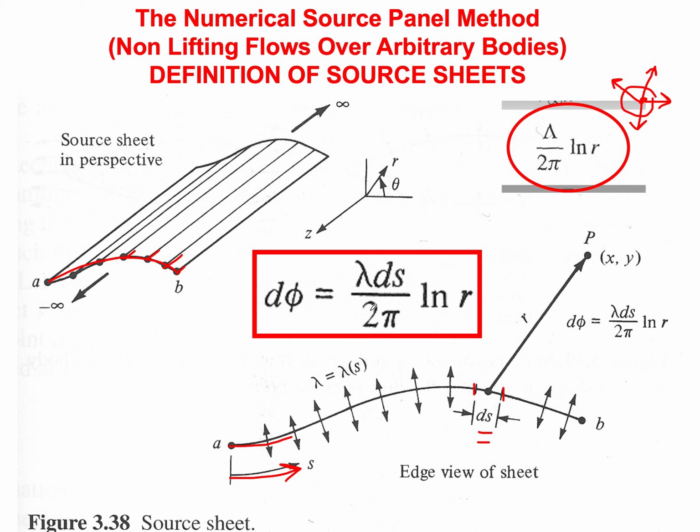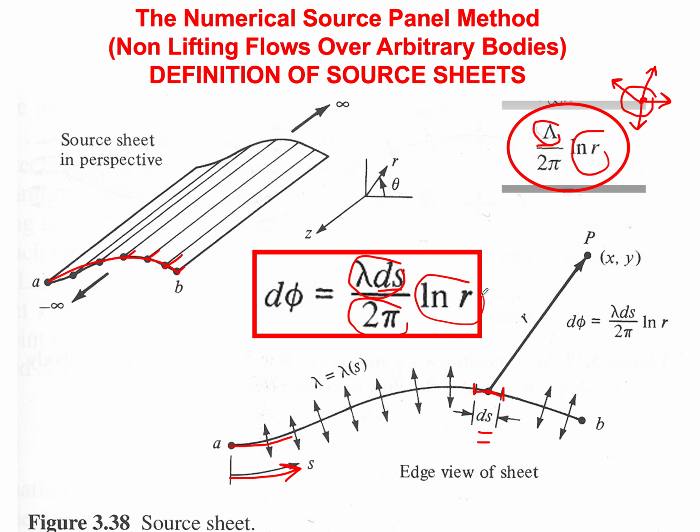So the lambda is going to be distributed over the surface, this length ds, and the velocity potential, or the contribution of this length of what we call the source panel, or the source sheet, is going to be lambda ds, as you can see here. It's the lambda, and then the rest is the same as we've seen before for the singular point source, 2 pi natural logarithm of r.